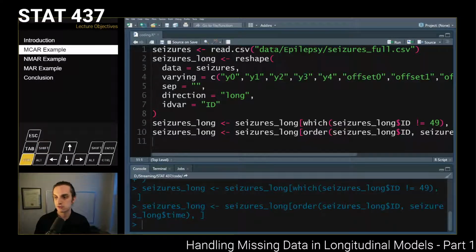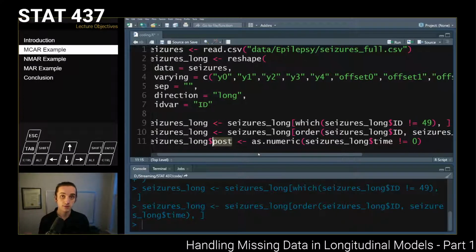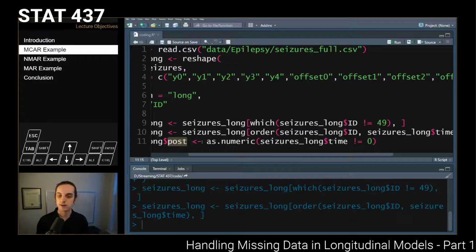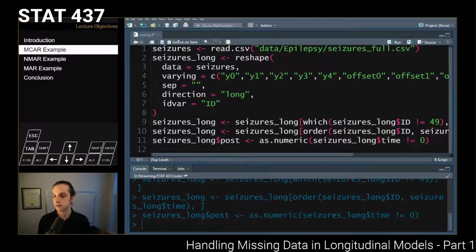And then we also defined this post variable. And so the idea with this post variable is that it took a value of 1 if they were post-treatment and a value of 0 otherwise. And so it's just the numeric indication of whether or not time is equal to 0. And the idea here is that we want to see, is there a difference pre versus post-treatment for the rate of seizures that are being experienced.